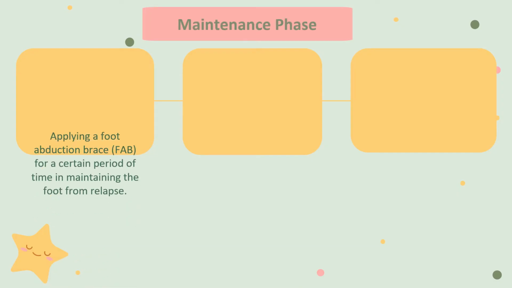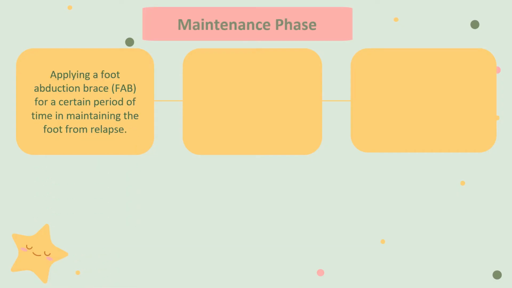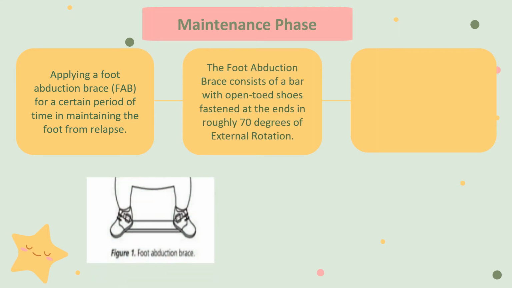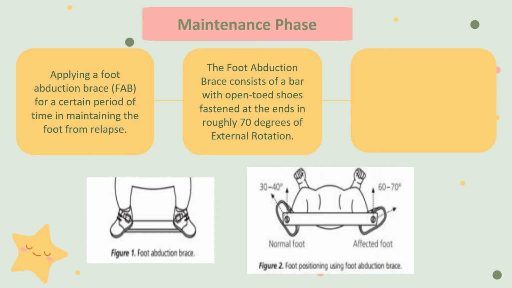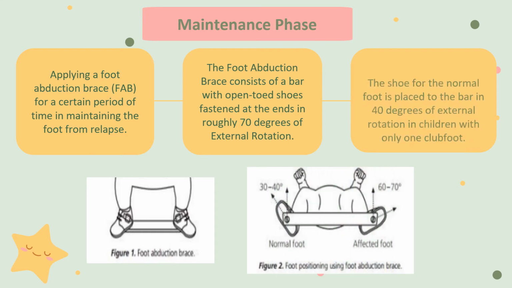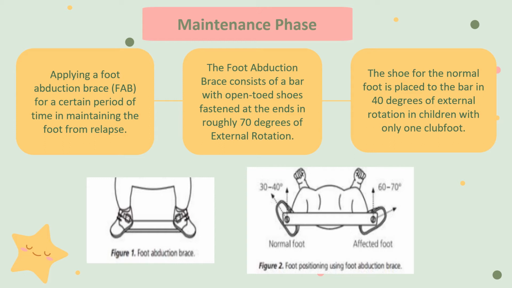Next is the maintenance phase. Even after a successful correction with casting, clubfoot has a natural tendency to recur. Applying a foot abduction brace for a certain period of time can keep the foot from relapsing. The foot abduction brace consists of a bar with two open shoes fastened at the ends in roughly 70 degrees of external rotation. The shoe for the normal foot is placed on the bar in 40 degrees of external rotation in children with only one clubfoot.